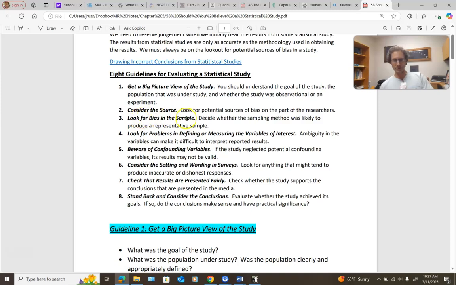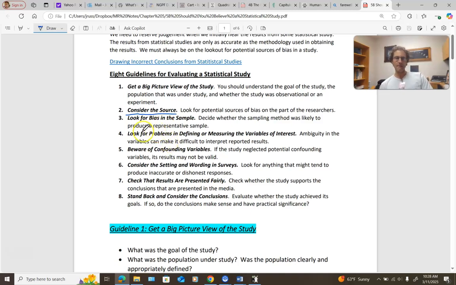Number 2 says consider the source. This is a big one here, guys. Look for potential sources of bias on the part of the researchers. Again, we're going to talk about this here in a minute. Number 3, look for bias in the sample. Decide whether the sampling method was likely to produce a representative sample. So we talked about that in 5A. There's a whole science or literature about sampling methodologies, because our goal is to have our sample approximate the population as much as possible.